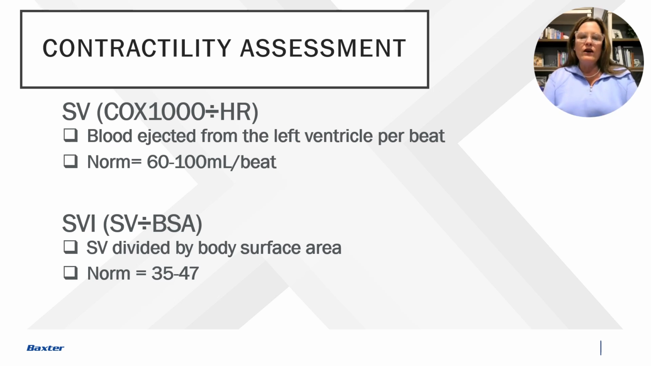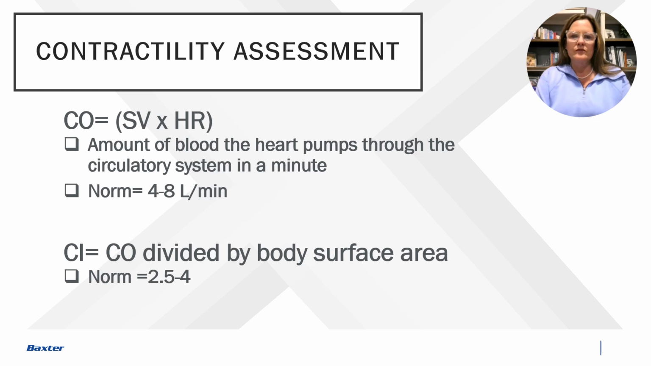And then we also will look at cardiac output, which is stroke volume times heart rate, and assess if that's low. Normal is 4 to 8 liters per minute, remember, and with our cardiac index, normal is 2.5 to 4. We want to look at those numbers as well as our stroke volume index to determine if there's poor contractility. If there's poor contractility, then the provider may want to start an inotrope. It just depends on the scenario and what's going on with the patient.